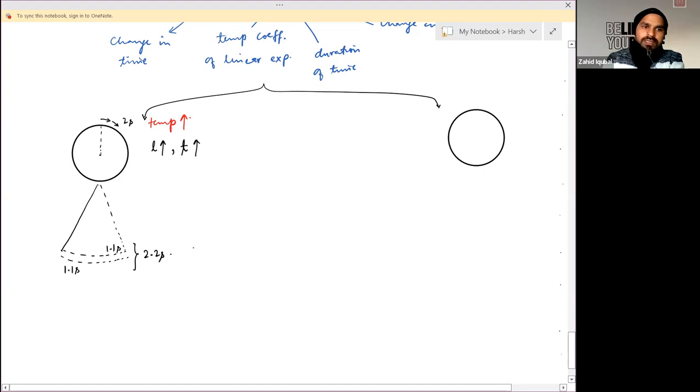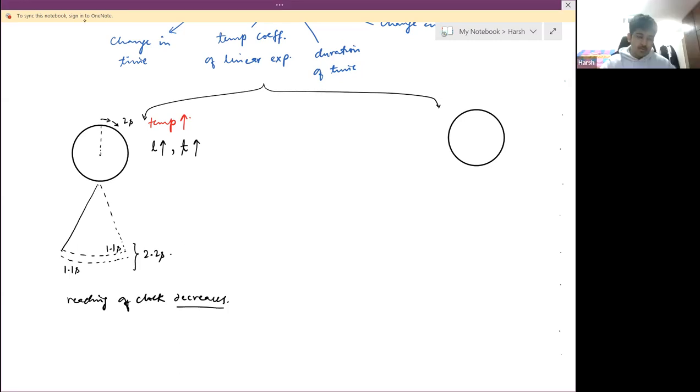Yes, sir. So from this, we can say the reading of the clock is decreasing, since it is measuring a lower amount of time compared to its actual duration. Hence, we can say the reading of the clock decreases on increasing temperature. So on decreasing temperature, it will be inverse, right?